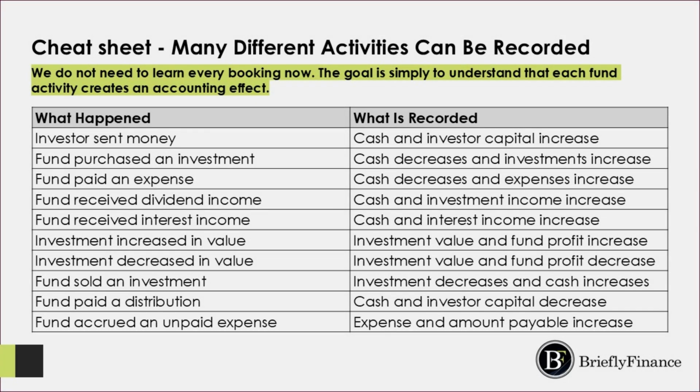This final slide is a simple cheat sheet. It shows that funds can record many different types of activities. Investor money coming in, investment purchases, expenses, dividend income, interest income, changes in investment value, investment sales, distributions to investors, and even accrued expenses that have not been paid yet. We do not need to learn every booking today. The goal is simply to understand that every fund activity creates an accounting effect. Something happens, something changes, and fund accounting records that change. That is the key takeaway from this class.